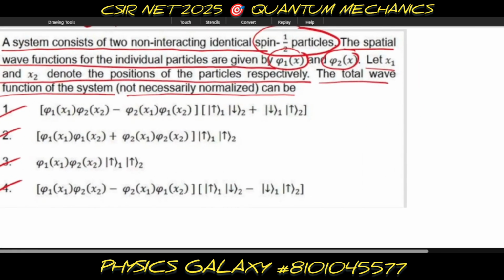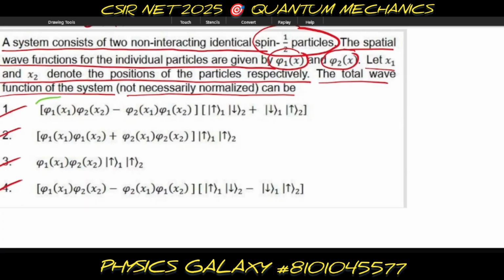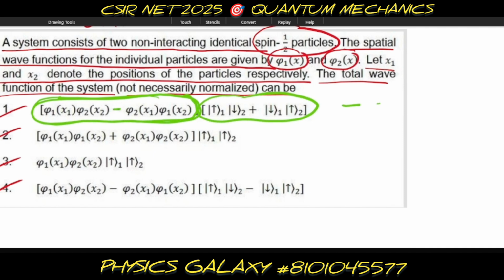If we look at the first option, the spatial part is minus. Here it's antisymmetric, and the spinor part is symmetric. So antisymmetric and symmetric gives us an antisymmetric wave function. So overall it's antisymmetric. So this is the option. That's correct. Now let's look at the other options as well.